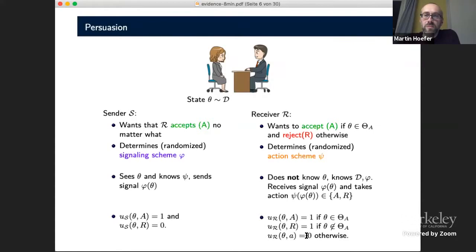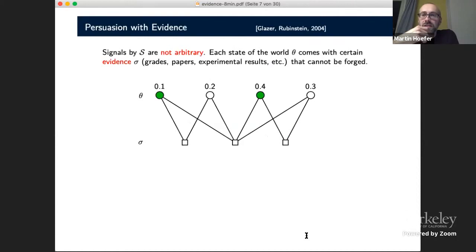What makes things interesting in this scenario is the following variant that has been put forward by Glazer and Rubinstein in the Econometrica paper in 2004, and it's persuasion with evidence. Evidence means the signals are not arbitrary. So we have to provide concrete evidence on what's going on in the state of the world, whether the defendant is guilty or whether you're a good candidate. And this evidence could be like grades or papers or things like this.